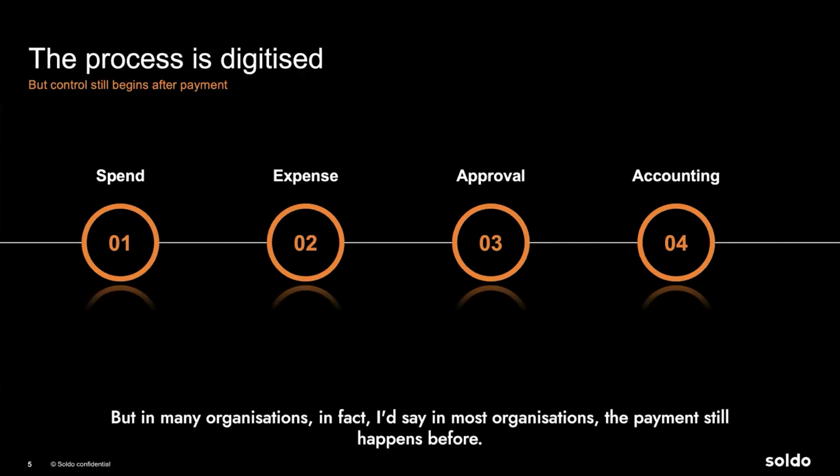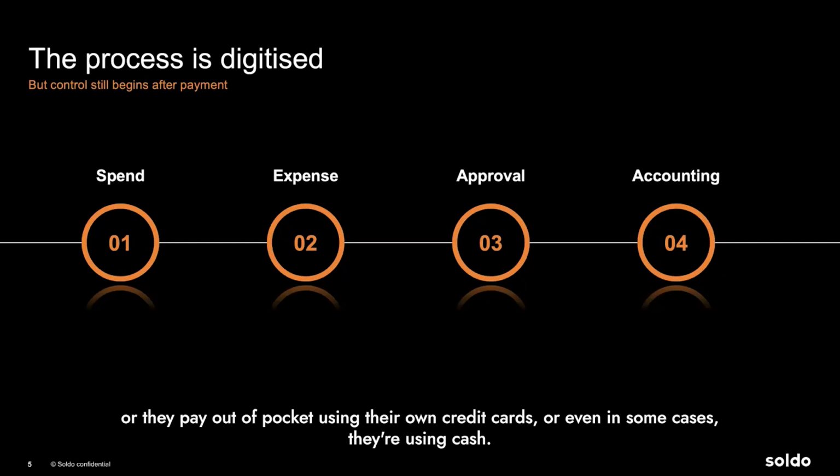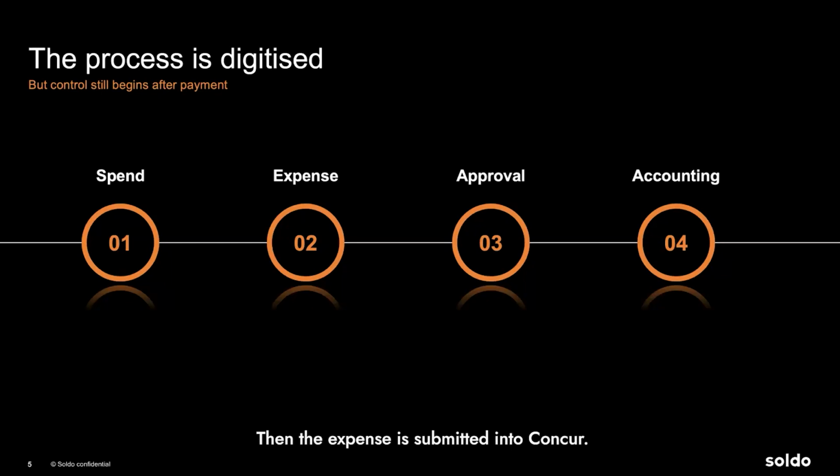But in many organizations, in fact, I'd say in most organizations, the payment still happens before. So the payment happens first. An employee could use a corporate card or a purchasing card, or they pay out of pocket using their own credit cards, or even in some cases, they're using cash. Then the expense is submitted into Concur. Control is therefore applied at the time of submission. That timing is important because when control begins after spend, finance is reactive by design.